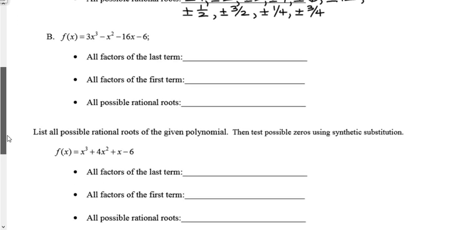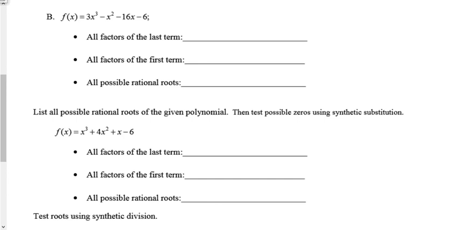Let's try another one. Looking at B, all the factors of the last term, meaning 6, and you can just totally disregard the sign attached to these numbers. And then all the factors of 3, which is the first term. Again, we're doing last over first in the last bullet point to get all the possible rational roots. So let's see, all the factors of the last term. 1 goes into 6, 2 goes into 6, 3 goes into 6, and 6 goes into 6. And then all the factors of the first term, just 1 and 3. So creating all these fractions is going to be a little bit easier this time.